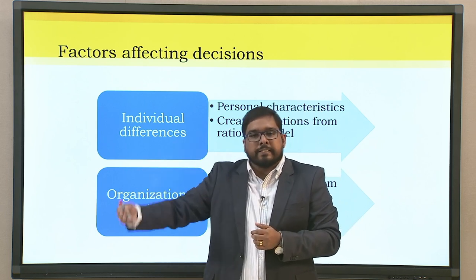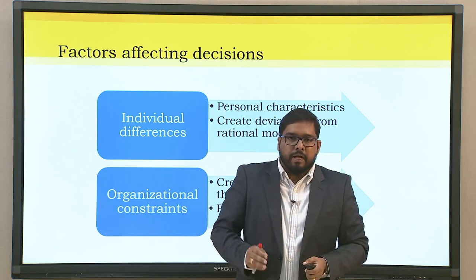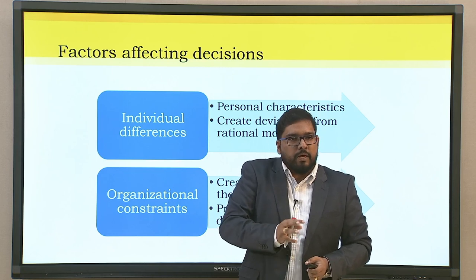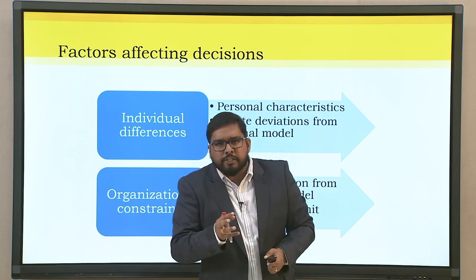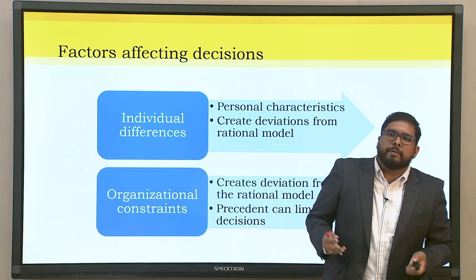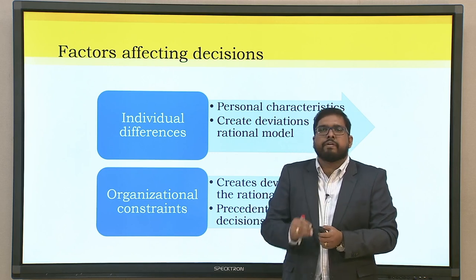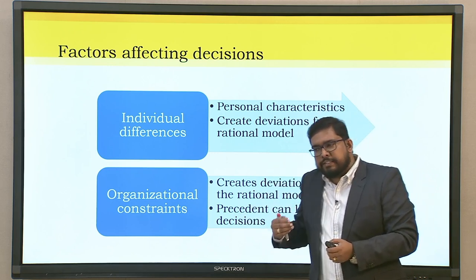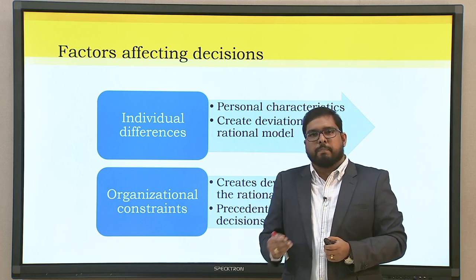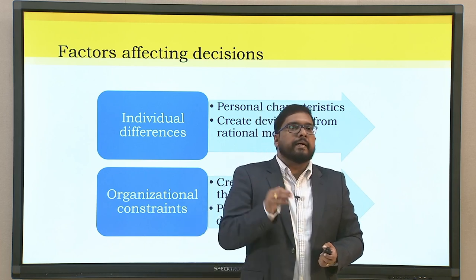There could be organizational constraints which create deviation from the rational model, where the actual decision is with respect to the organization, it could be a resource constraint. The organization is not able to take up the particular decision, though we know that it is not in your favor, because we have, let's say, a manpower constraint. Some decisions like this you must have heard from your boss or from your superiors. So precedent can limit decisions.